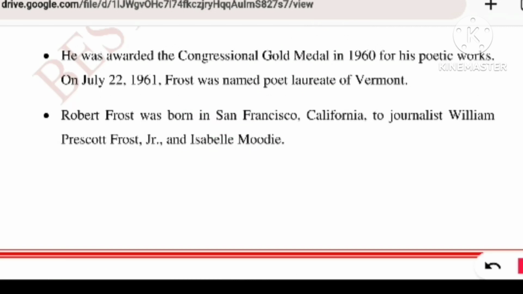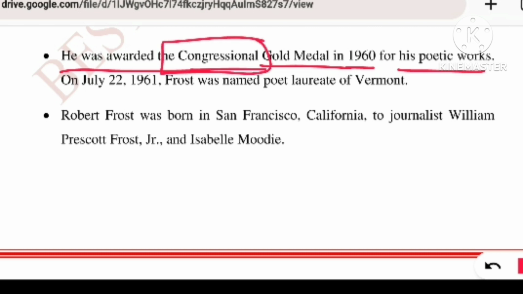Let's move to the next point. He was awarded the Congressional Gold Medal in 1960 for his poetic works. Friends, you might ask what is the meaning of congressional? It means the highest expression of national appreciation by the people. Those who achieve distinguished status in society are given the Congressional Gold Medal, because of the appreciation of common people and critics as well.